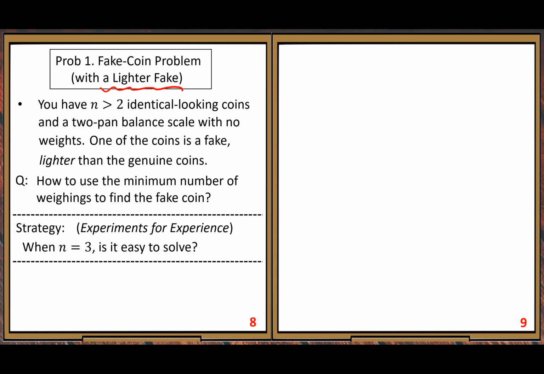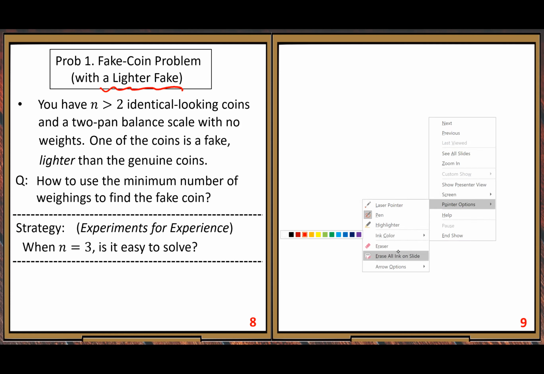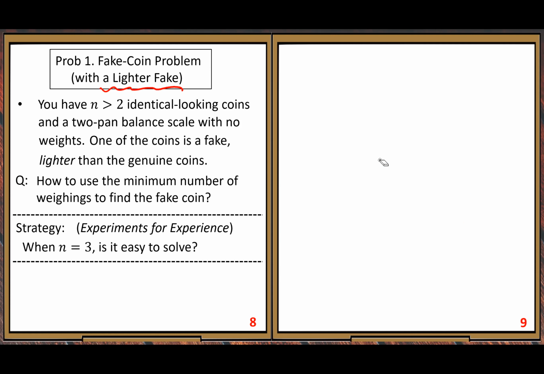Let me change the color of the pen. So this information is useful. We can use this information to help us reduce the number of weighings. But in the more challenging version, we do not know lighter or heavier. We just know the weights are different. So here, let's work on the easier version first.